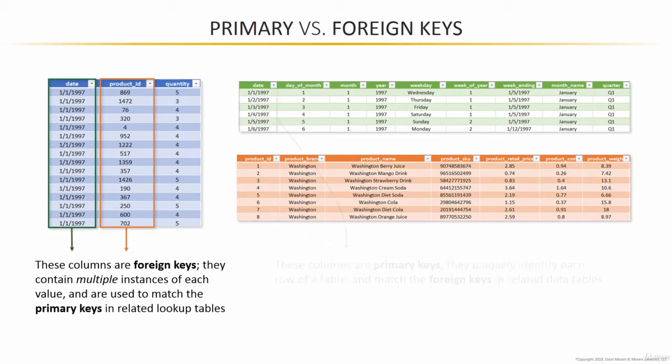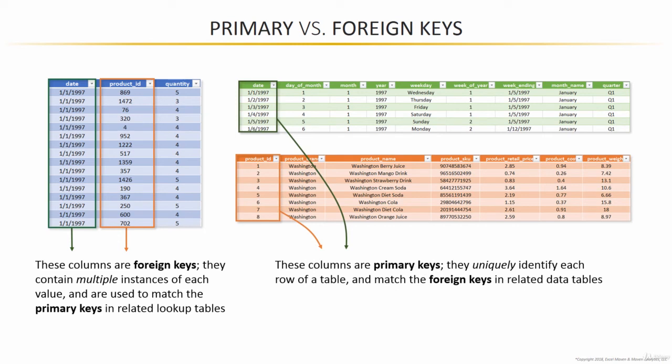Now when we look at the same columns in the lookup tables, date in the calendar table and product ID in the product lookup table, these are called primary keys because they uniquely identify each row of the table and they match the foreign keys in any related data tables.